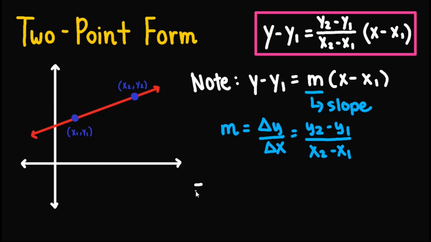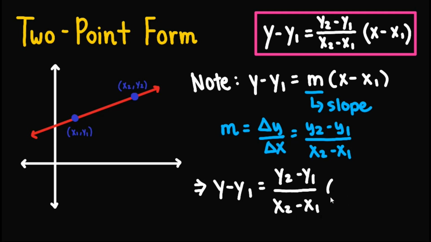Doing that gives us y minus y sub 1 equals y sub 2 minus y sub 1 all over x sub 2 minus x sub 1 times x minus x sub 1. And there, we had arrived at our desired outcome. Now let's try to apply this formula in some examples.